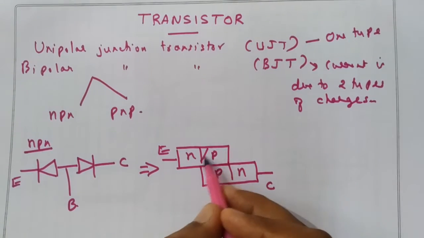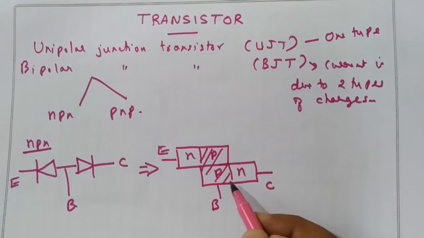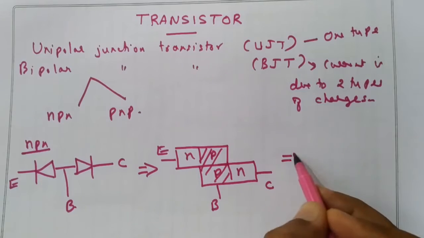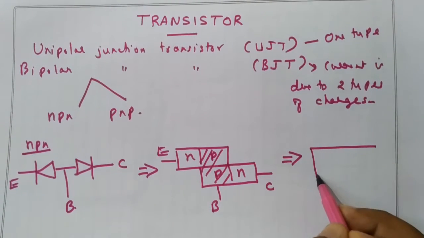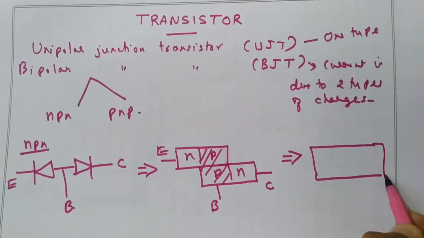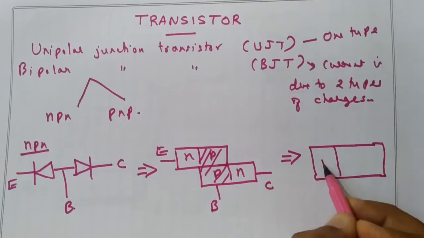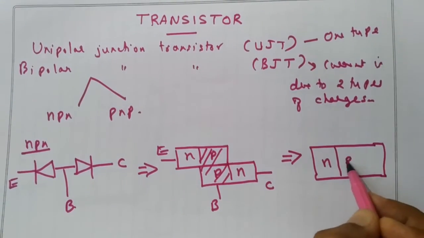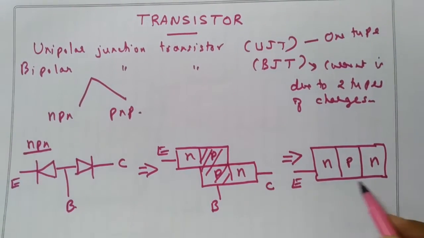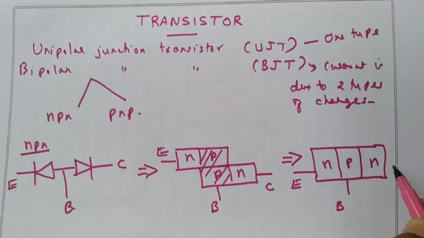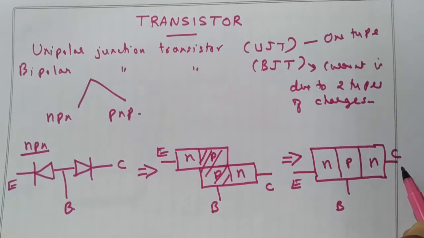Now since the base is of same type, we can merge it together to have this N region, this P region, and this N region. This is called as emitter, this is called as base, and this is called as the collector.